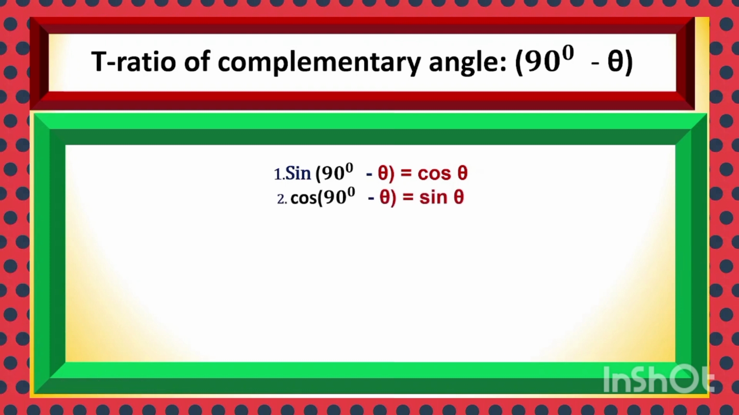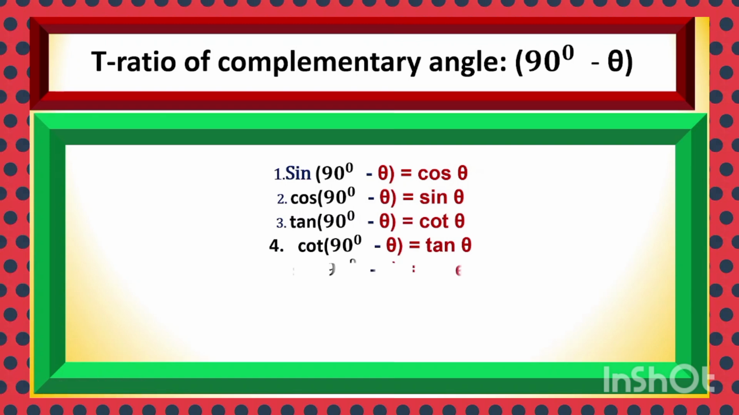Similarly, cos 90 minus theta is sin theta. One interesting observation: the complementary angle of sin is cos. From the name, we can understand the trigonometric ratio of complementary angle. One more important and interesting fact: tan 90 minus theta is cot theta. Cot theta is the complementary angle of tan theta. And cot 90 minus theta is tan theta. Sec 90 minus theta is cosec theta. Cosec theta is the complementary angle of sec theta. And cosec 90 minus theta is sec theta. This is useful in solving various trigonometric problems.